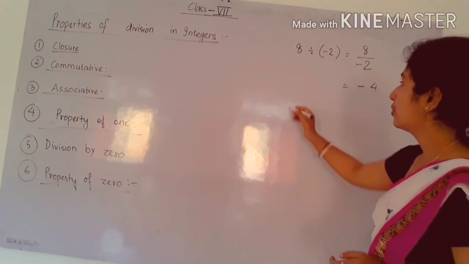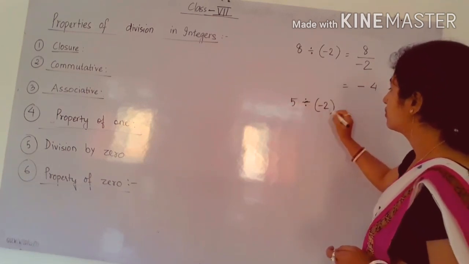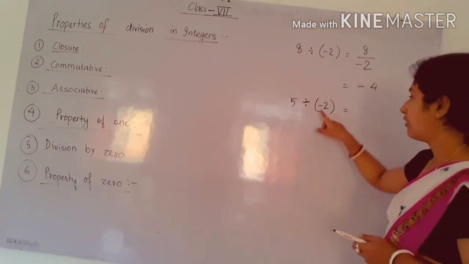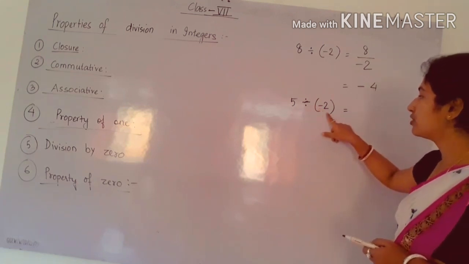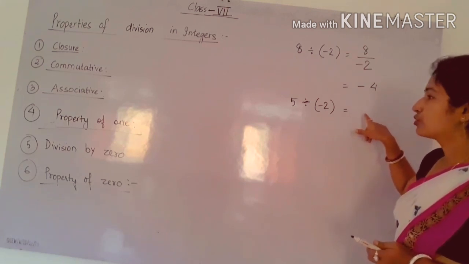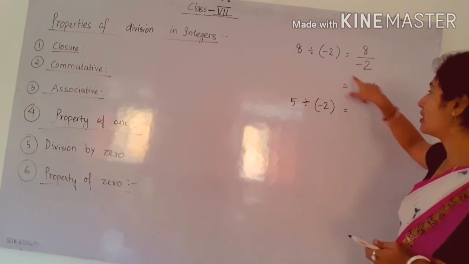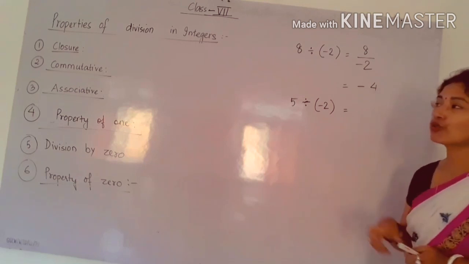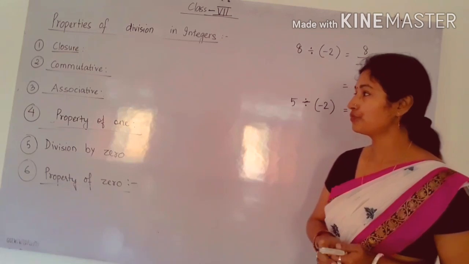But if I take 5 divided by minus 2, or you can say plus 2, you can take any integer. I have taken a negative integer, you can also take a positive integer. So 5 divided by minus 2, you will get the answer in decimal. A decimal number is not an integer. So in this example it is satisfied, but in that example it is not satisfied. That means the closure property is not satisfied in case of division in integers.